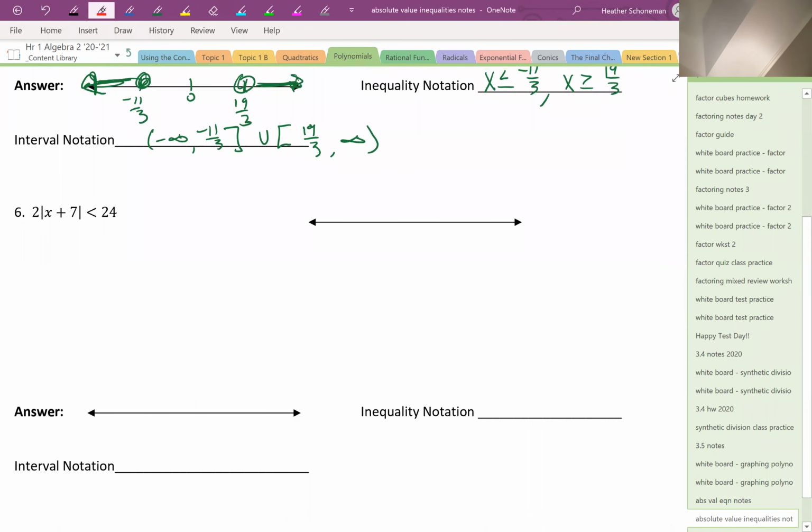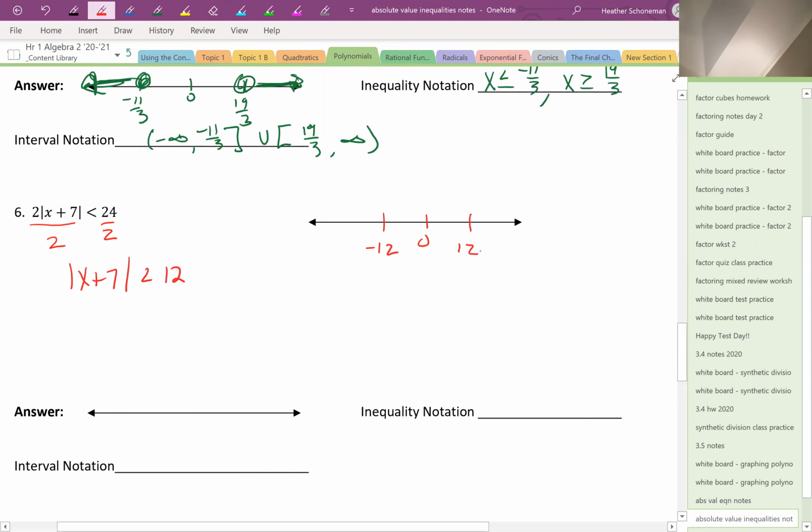Okay, this one, we're going to skip a little bit, but let's get it started. So we're going to divide by 2. So I get the absolute value of x plus 7 is less than 12. So if I'm putting this on my work line graph, if it's less than 12, it's going to be smaller than, so it's going to be closer to 0. So it's going to be in this region. So it's going to be in the middle.